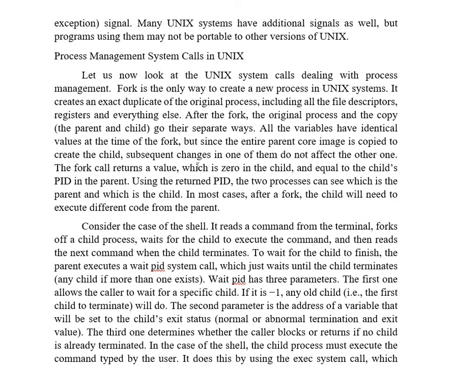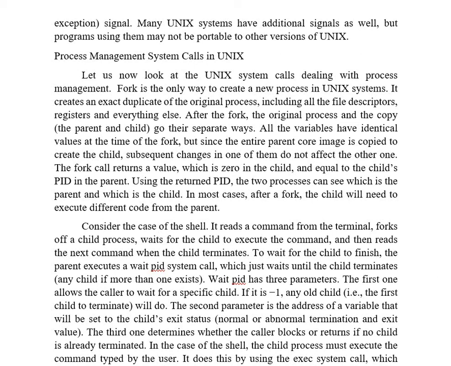The fork call returns a value which is 0 in the child. If it is a child process, it returns 0, and in the parent it returns the child's PID, the process identifier. The two processes can see which is the parent and which is the child. In most cases, after a fork, the child will need to execute different code from the parent.